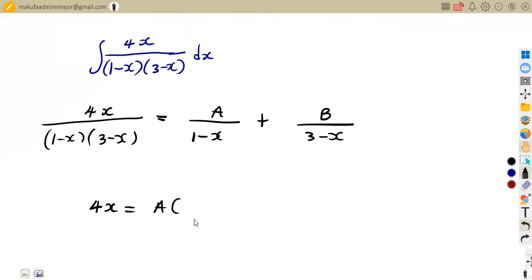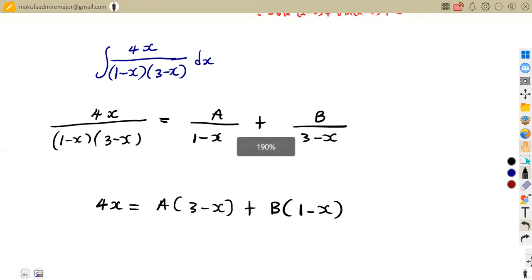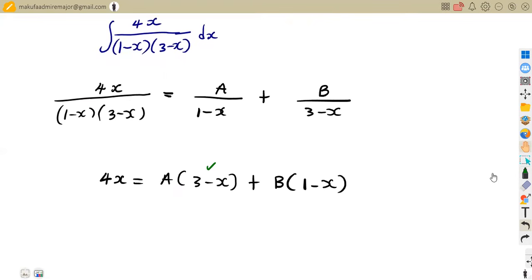cancels. You remain with the 3 minus x, plus you do the same thing for b. The 3 minus x and the 3 minus x will cancel. You remain with the 1 minus x. So from these brackets, that's where you are supposed to find the value of a and b using the condition that we talked about, saying we are going to let this bracket be equal to 0. We also let this bracket be equal to 0.